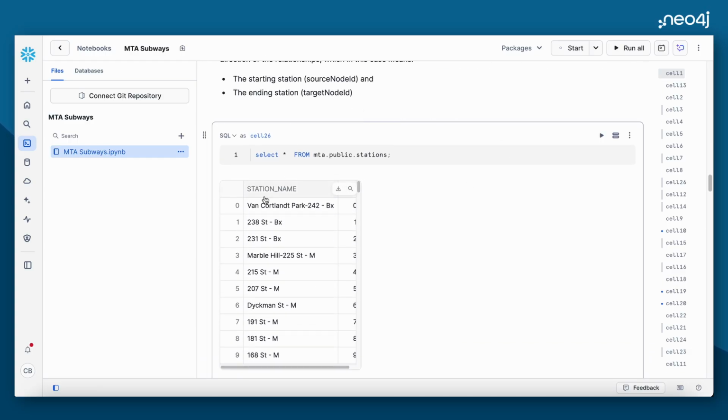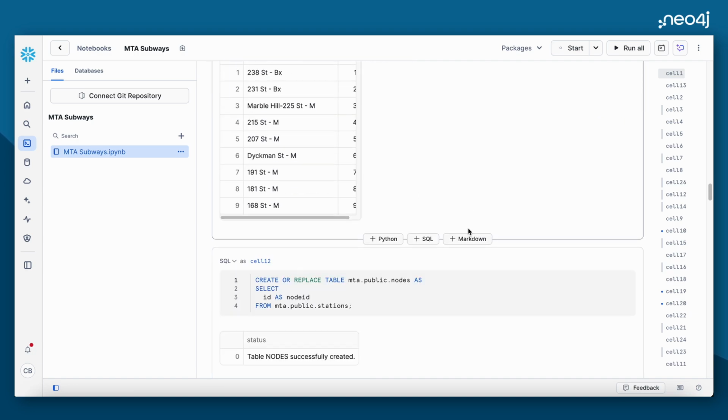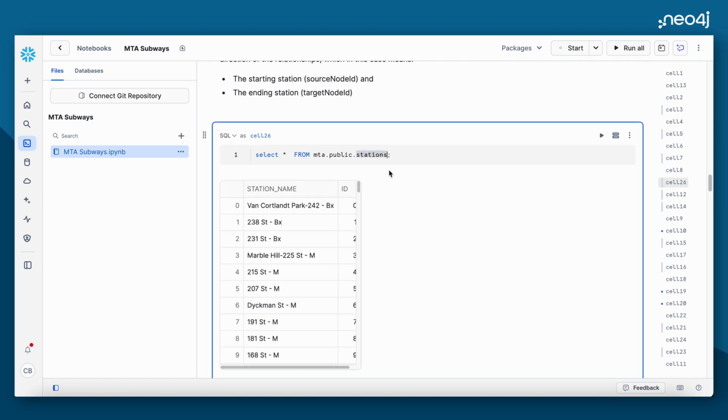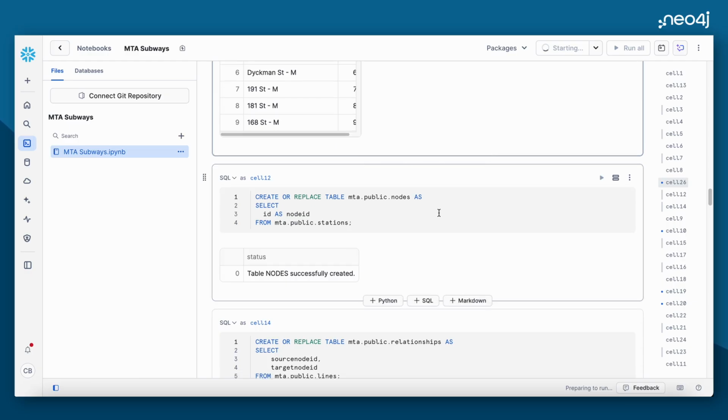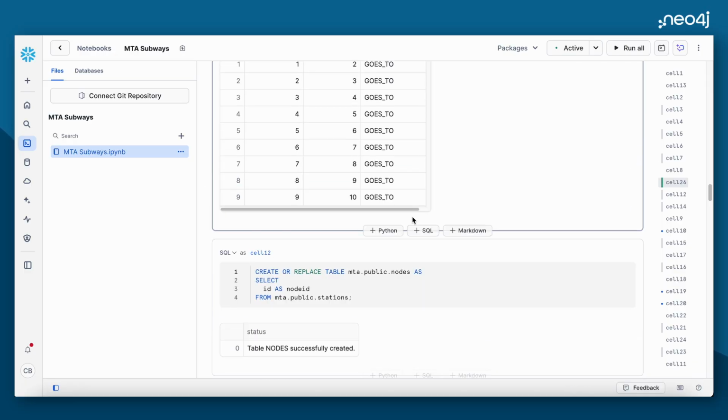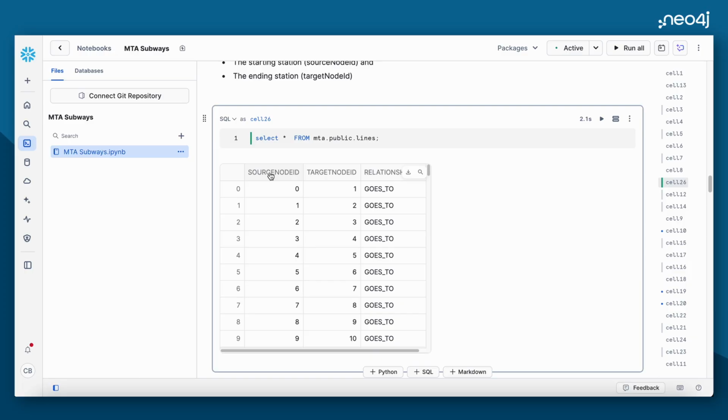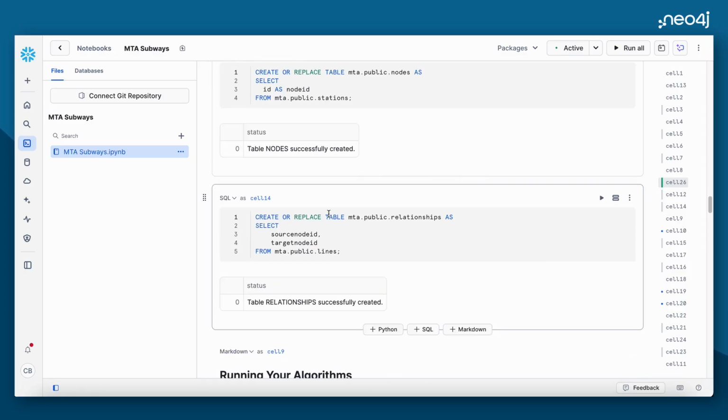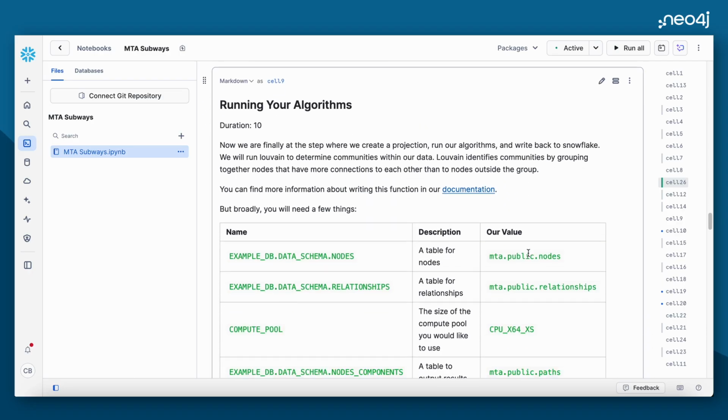It looks like this. We have stations, and then we have a separate one that's lines. We can take a look at that now. It might take a second for it to start up, so I'll just keep going through. For the stations, all we're going to do is rename the main column to node ID. That way it works correctly. And for our lines, we have source node and target node, so we're pretty much already there. We're just going to keep these two columns, which we'll do here. Then we're going to run our algorithms.